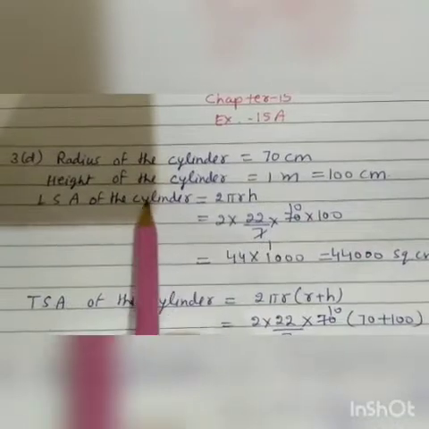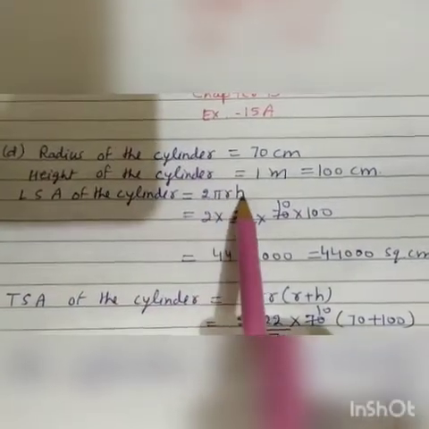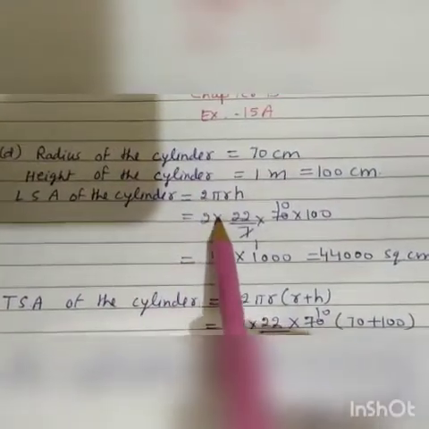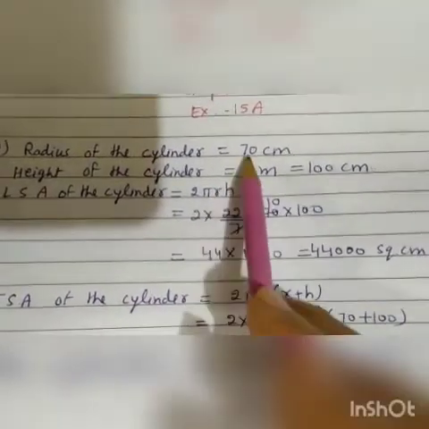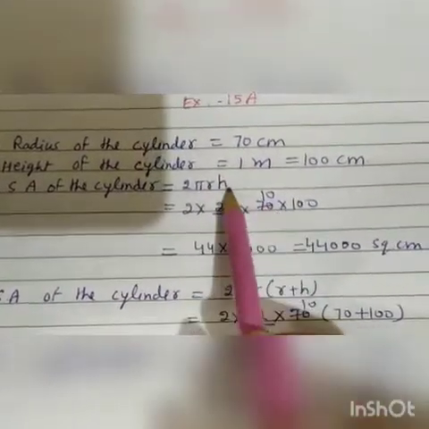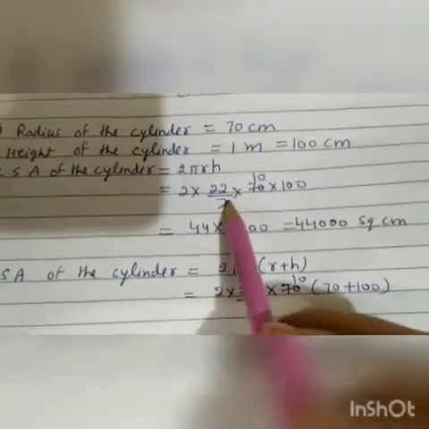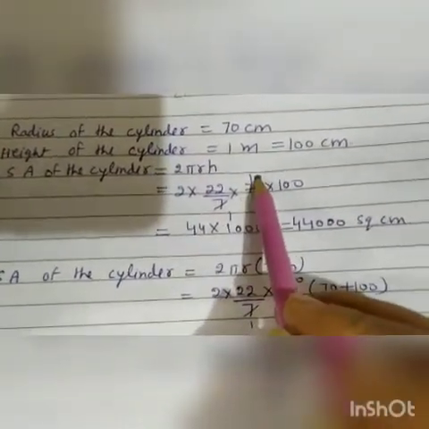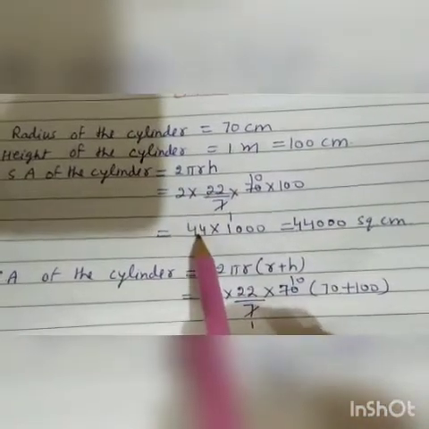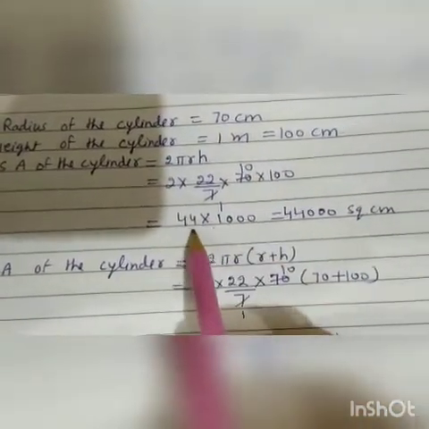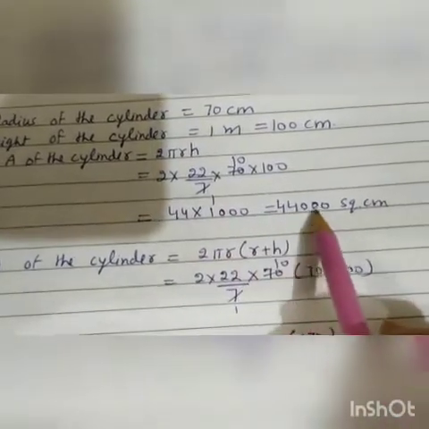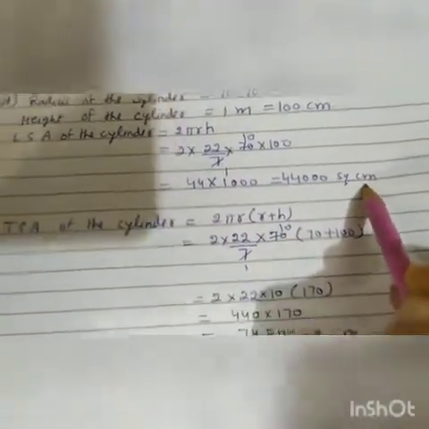Now lateral surface area of the cylinder is 2 pi rh. 2 pi, value of pi is 22 upon 7 into r is 70 centimeter into h. H is 100 centimeter. 7 1s are 7, 7 10s are 70, 22 2s are 44, multiply 10 into 100, 1000. When we multiply these two, we get 44,000 square centimeter.